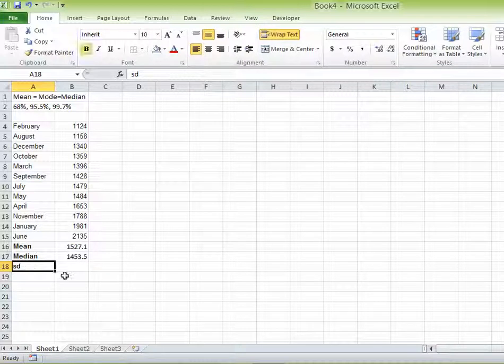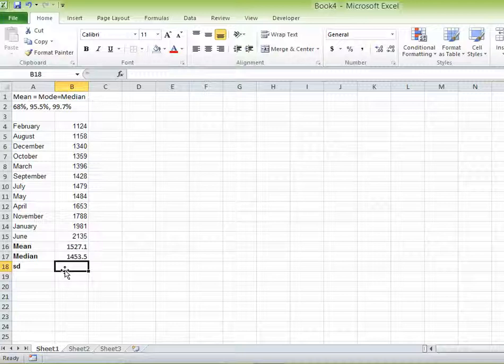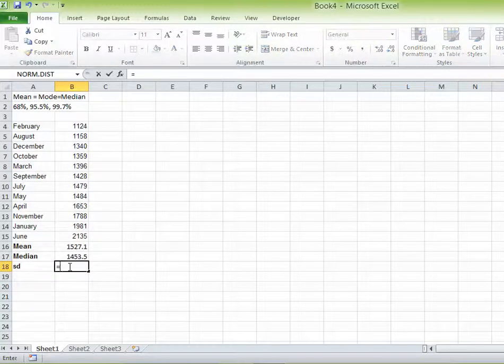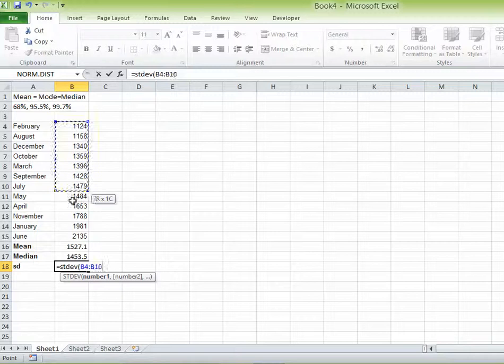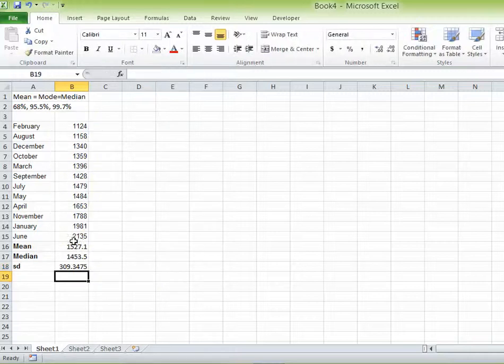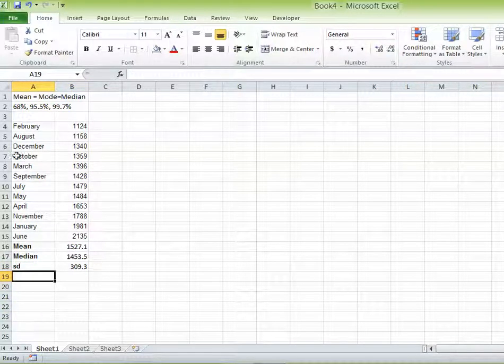Okay, so there's standard deviation. Let's see. We know STDEV will give us standard deviation. Enter, and there's my standard deviation.